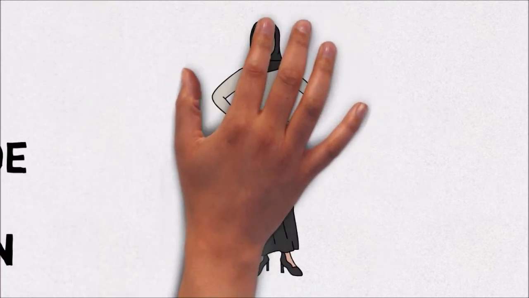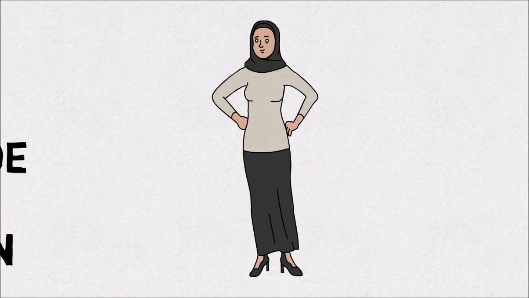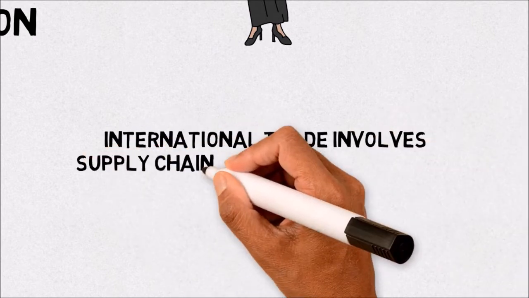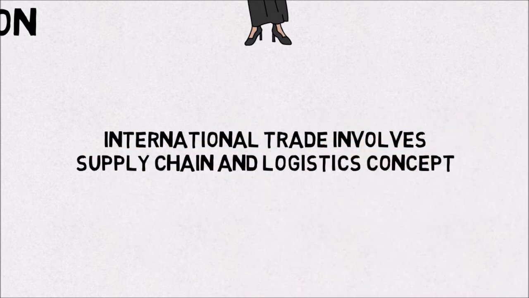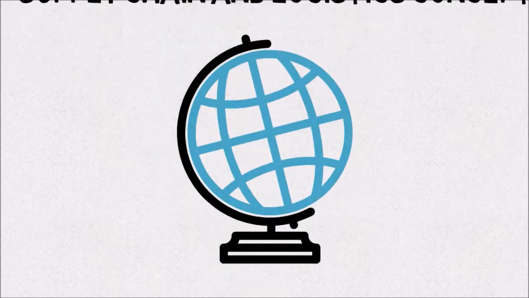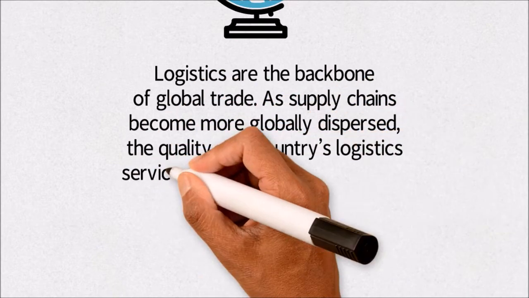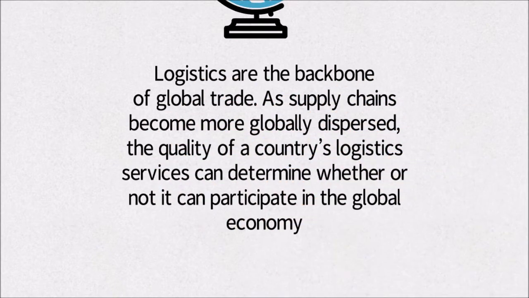Before I explain further about international trade and its transportation, you need to know that international trade involves supply chain and logistics concepts. Logistics are the backbone of global trade. As supply chains become more globally dispersed, the quality of a country's logistics services can determine whether or not it can participate in the global economy.